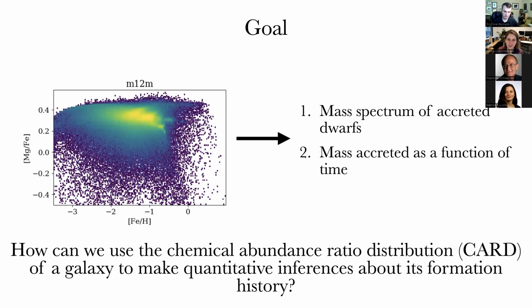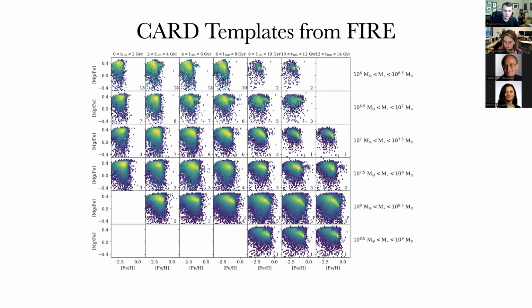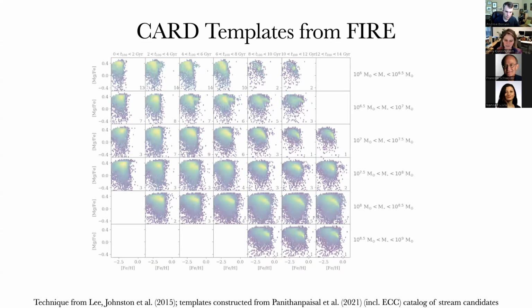The idea behind this paper is to use what we call card templates. It's an empirical approach, where the idea is that if we have a bunch of templates for dwarf galaxies that have different stellar masses and different quenching times, maybe we can back out the properties of the dwarf galaxies that contributed to the buildup of the Milky Way. There's a lot going on in this figure, so let's hide some of it for now.